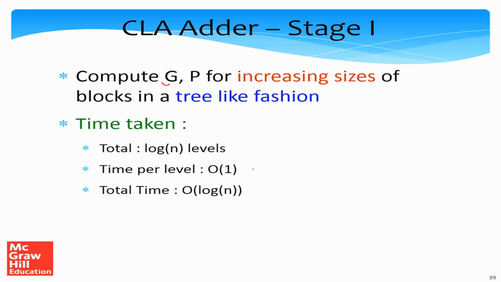The time per level is O(1), which means it's constant time. The reason that it is constant time is because we don't have to do a lot of work to compute the G and P functions: an AND gate in one case and an OR and an AND gate in another case. So the total time for stage 1 is order of log n. So that's for stage 1. We have not done the addition yet, but let's take a look at how the addition would be realized.